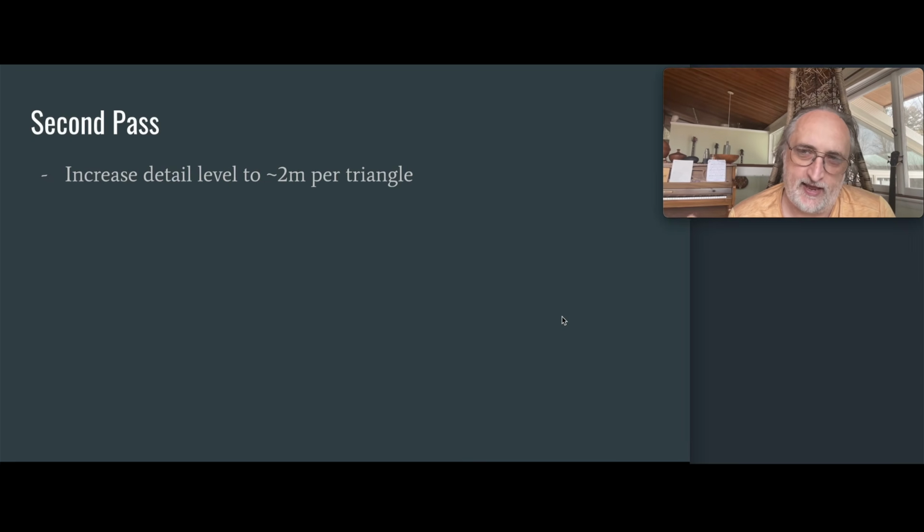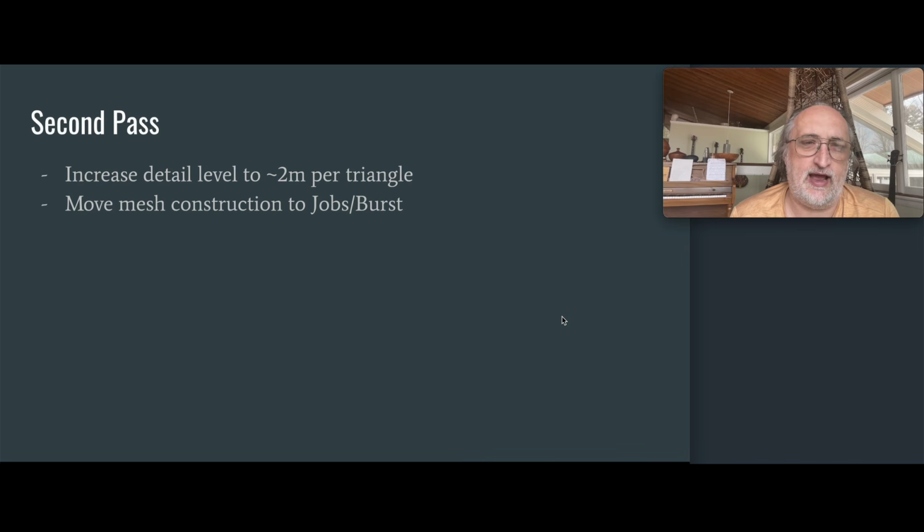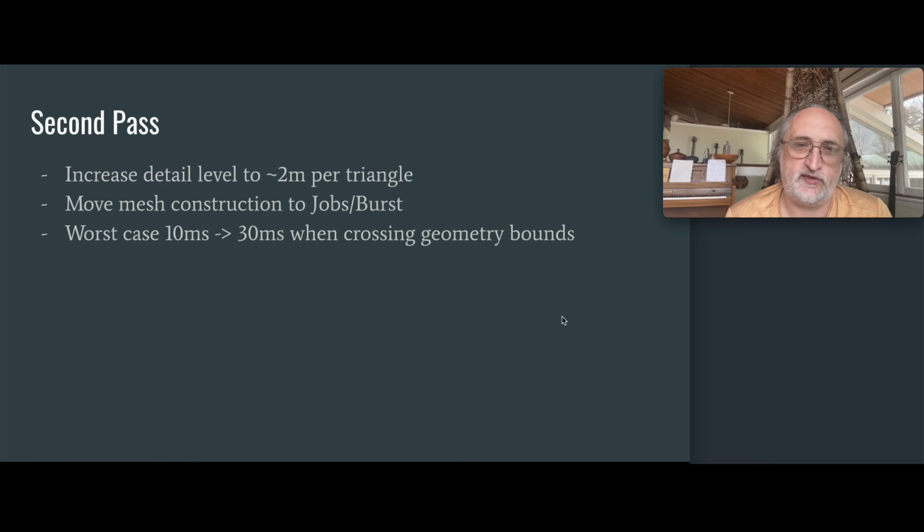And so on the second pass of this, we wanted to make it faster, but we also wanted to up the detail level. I think at this stage it was about 2 meters per triangle, so significantly higher res. And I moved the mesh construction to jobs and Burst so that we could do it all in parallel. And the worst case in this, when this was done, ended up being around 10 to 30 milliseconds.